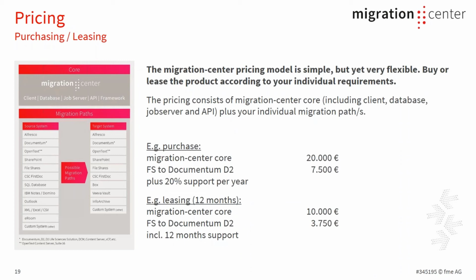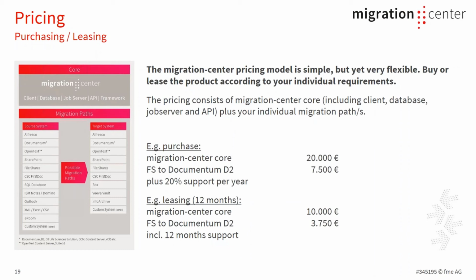As you can see here, for example, if you want to purchase Migration Center for long-term use, in that case the core of the product is 20,000 euros, and for example here, file system to Documentum D2 would be another 7,500 euros, plus the 20% maintenance per year.